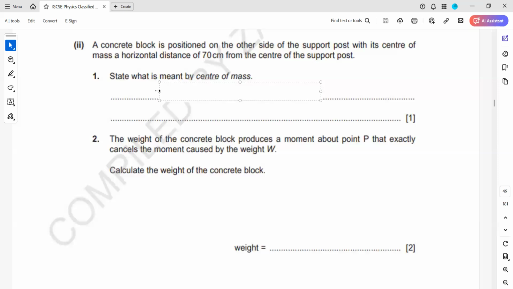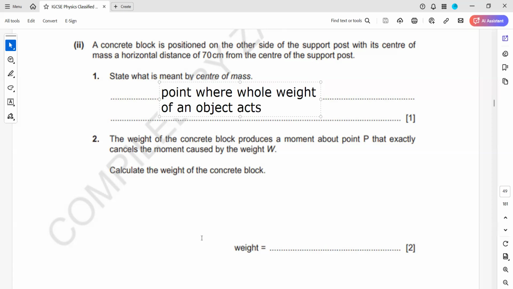Center of mass is what? It is a point where the whole weight of an object acts. So the point where the whole mass of an object acts, we call center of the mass or center of gravity. Actually, you will learn in higher grades that center of the mass and center of gravity are not the same, but right now you will consider them as the same. It's actually a point where Earth is pulling the whole body. That point is called center of the mass or center of gravity as well.